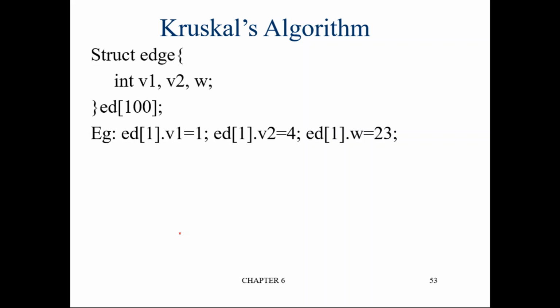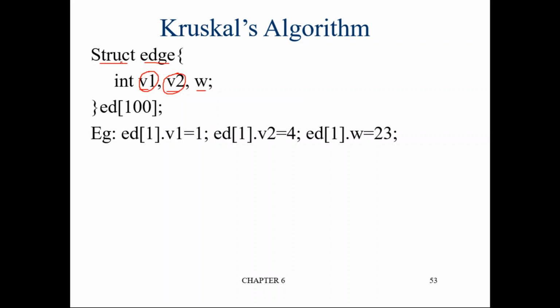So for that, we can define a structure. In C we can define a structure called edge, struct edge, and in this we can include three variables v1, v2 and w. v1, v2 represent the vertices; any edge will connect two vertices, right? What are the two vertices connected by this edge? That is represented as v1 and v2. These are integers. And what is the weight of this edge? That is w.